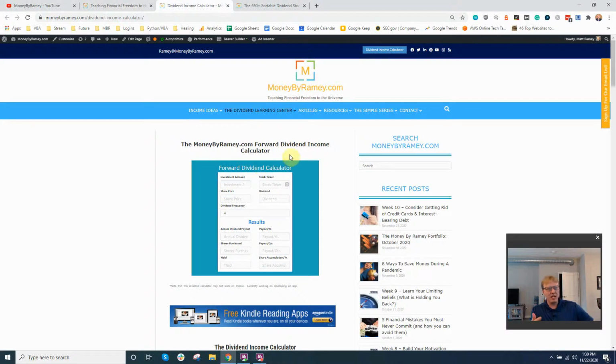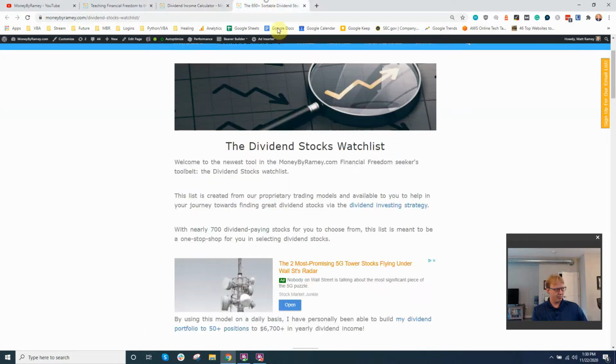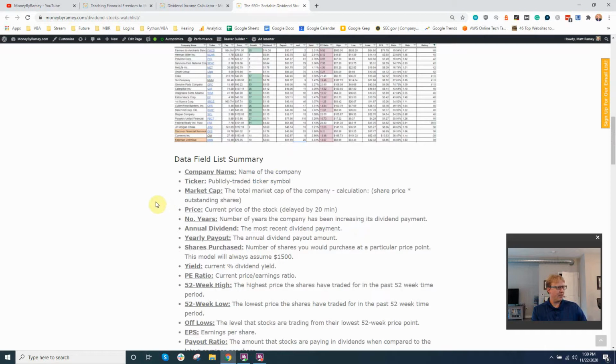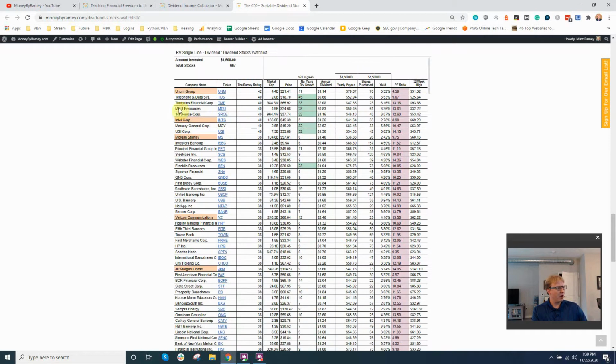The thing that I really like about this, and the way that I use it, is it's a tool that provides me a quick glance at what happens if I set it to invest a certain amount, let's say $2,000. If I'm thinking about buying some, there's a dividend stocks watch list that I have over here, and you can see a live tracking. I'm actually going to work on making this downloadable for you. But again, this dividend stocks watch list is available at moneybyramey.com.